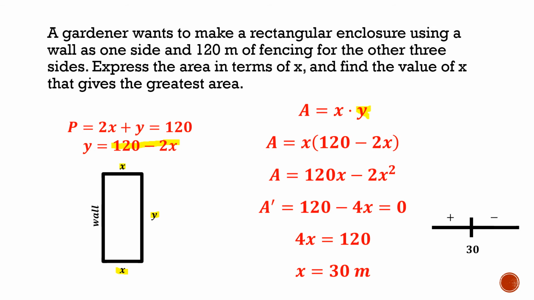Now, because I'm increasing and then I'm decreasing, I'm going to end up with a maximum. And so that's what I wanted. They asked for the x value that gives the maximum area. Since the area is a maximum there, I know x equals 30 meters is my answer.